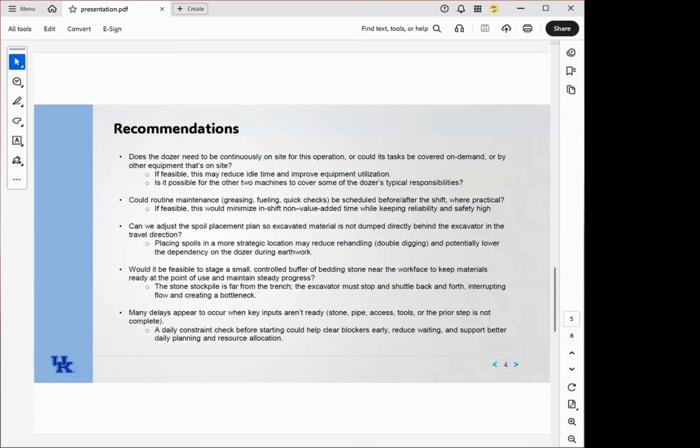So the last one is that many delays occurred because key inputs weren't ready. So we were thinking that maybe you guys already do this, but a daily constraint check before starting work could help clear blockers, which would reduce the waiting, and support better daily planning and resource allocation throughout the site.